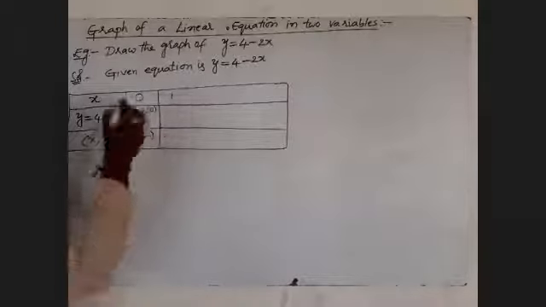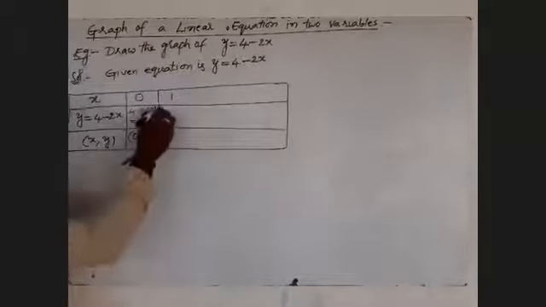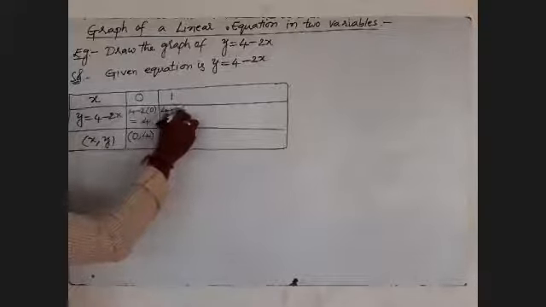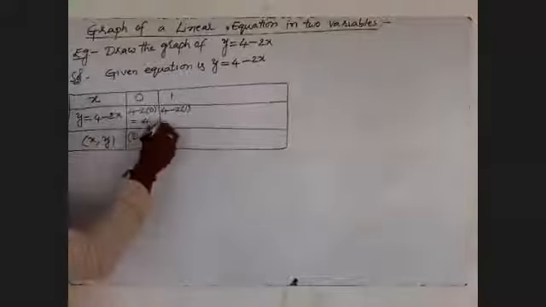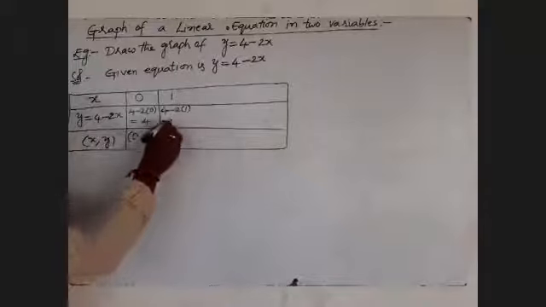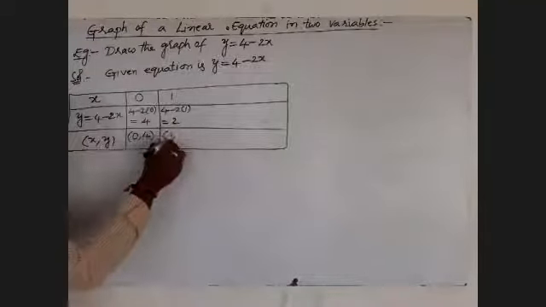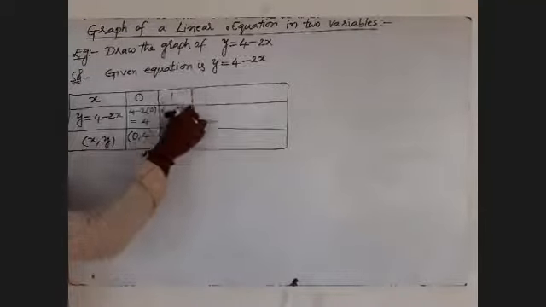After that, we will take the point 1. How to substitute it? 4 minus 2 into 1. That means 2 into 1 is 2. 4 minus 2 is 2. So I will write the point 1 comma 2.